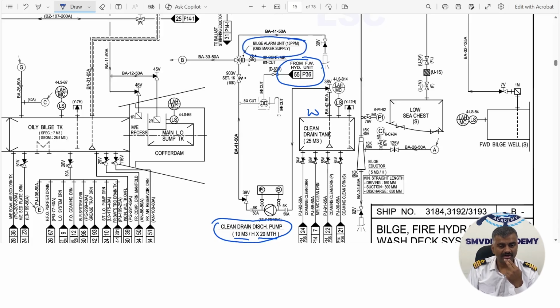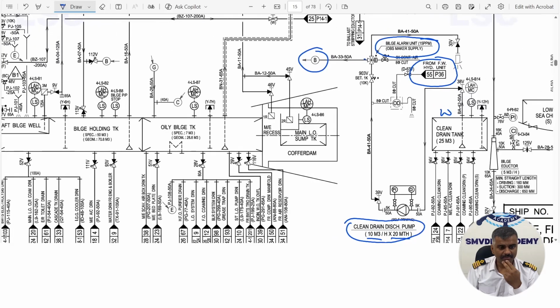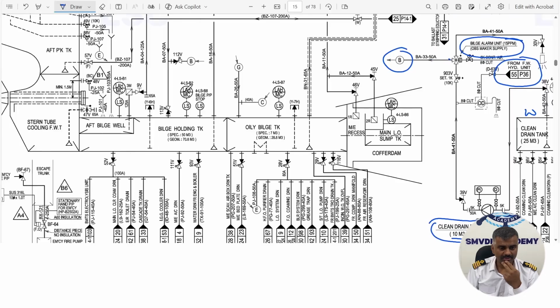So what this bilge alarm unit will do is directly check the oil content, if there is any, in the water in the clean drain tank. If there is oil content of 15 ppm or above, it will send it to the B section, which is the bilge holding tank. You can see it is sending it to the bilge holding tank.